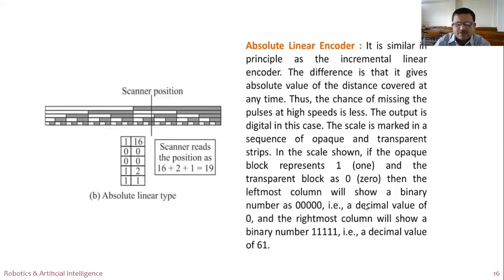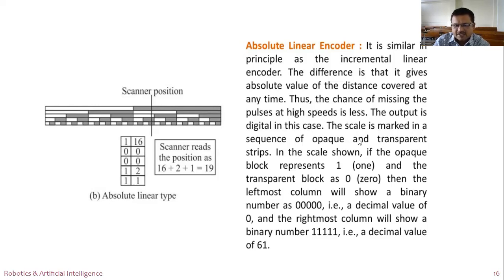Now, this is the absolute linear encoder. It is similar in principle to the incremental linear encoder. The difference is that it gives the absolute value of the distance covered at any time. Thus, the chance of missing pulses at high speeds is less. The output is digital in this case.